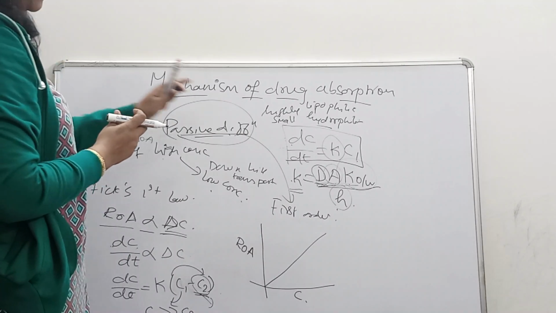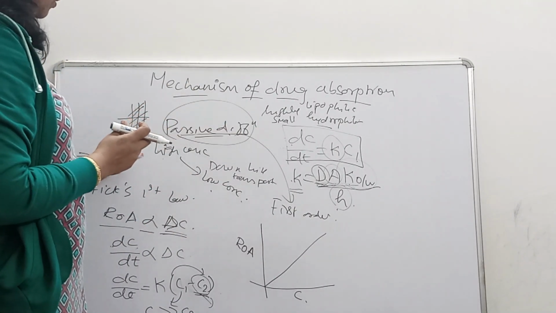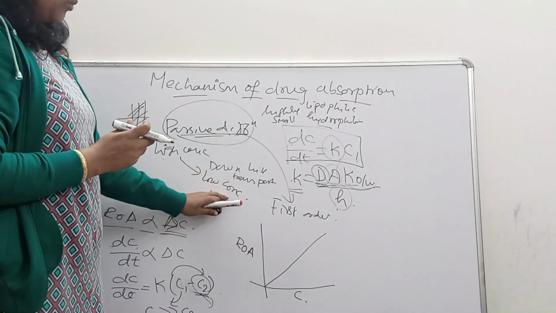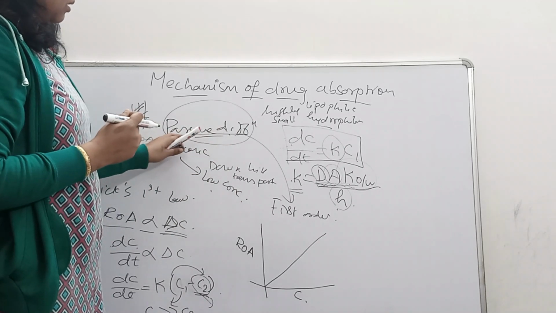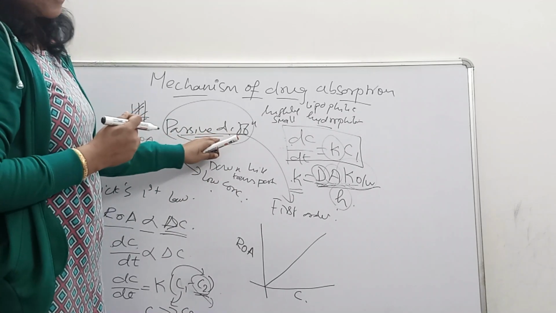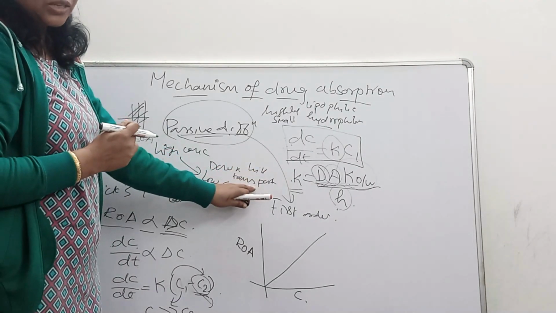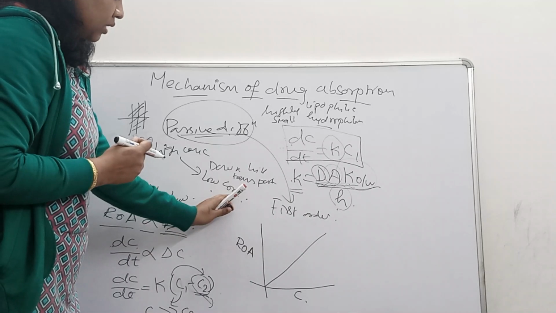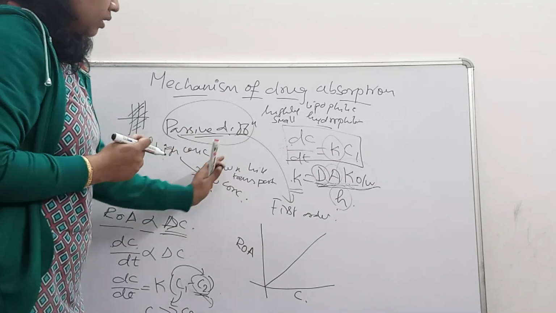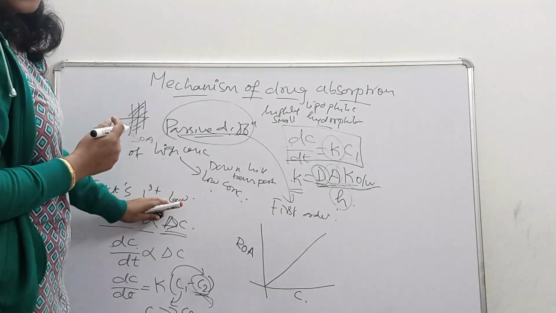So the points to be remembered in passive diffusion are: passive diffusion means the movement of drug from higher to lower concentration, which doesn't need any energy or ATP. That is why it is known as passive. And it is also known as downhill transport of drugs. That is, from higher towards downside it is moving. That is why it is known as downhill transport of drugs, which can be explained by Fick's first law.